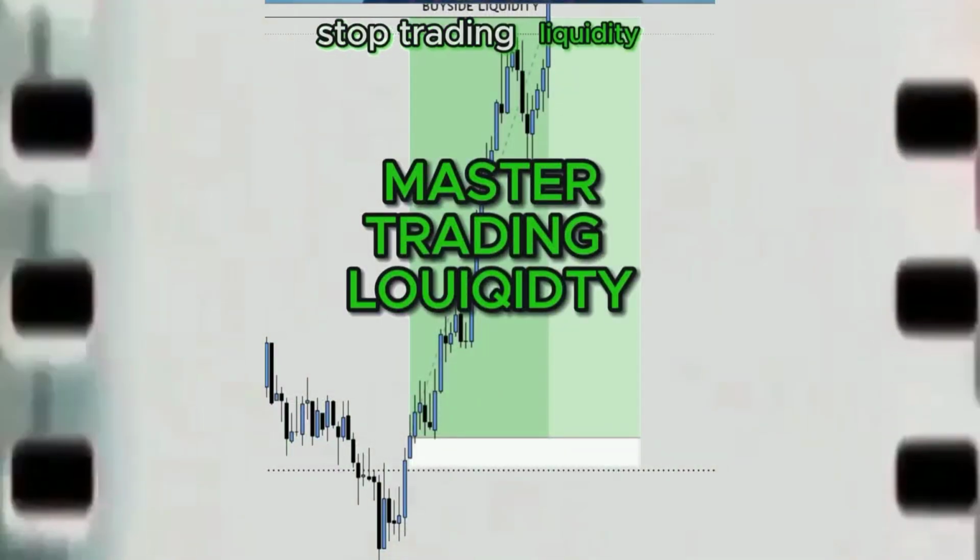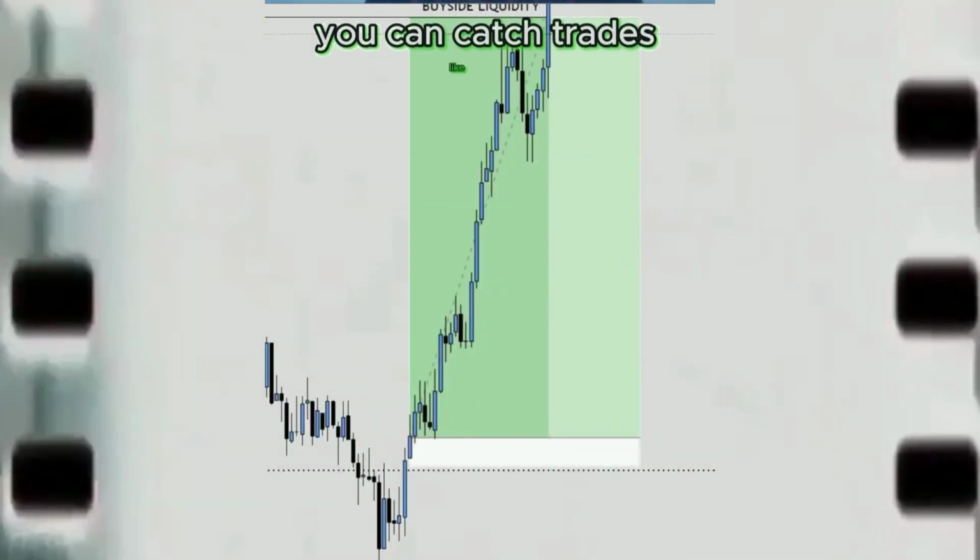Stop trading liquidity incorrectly. You can catch trades like this if you know how to trade liquidity correctly.